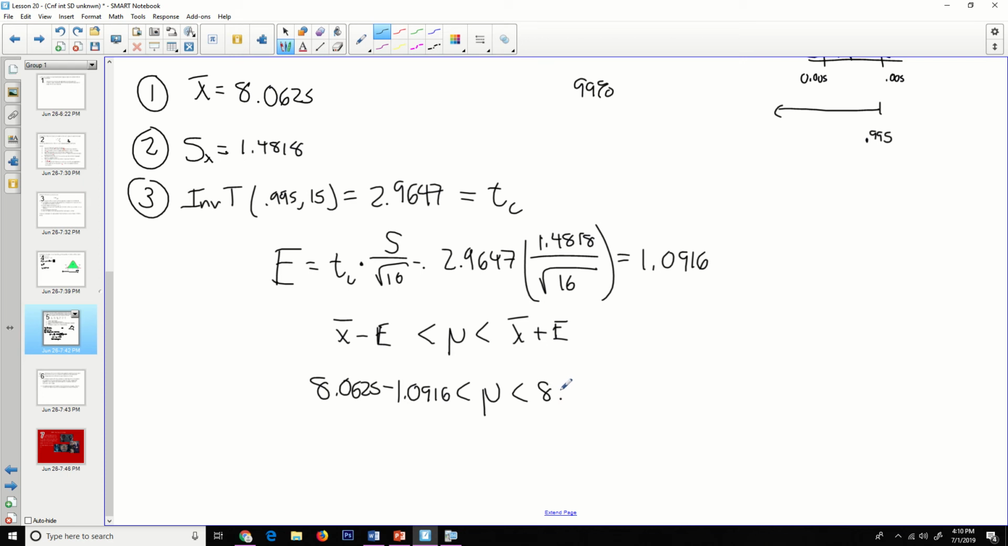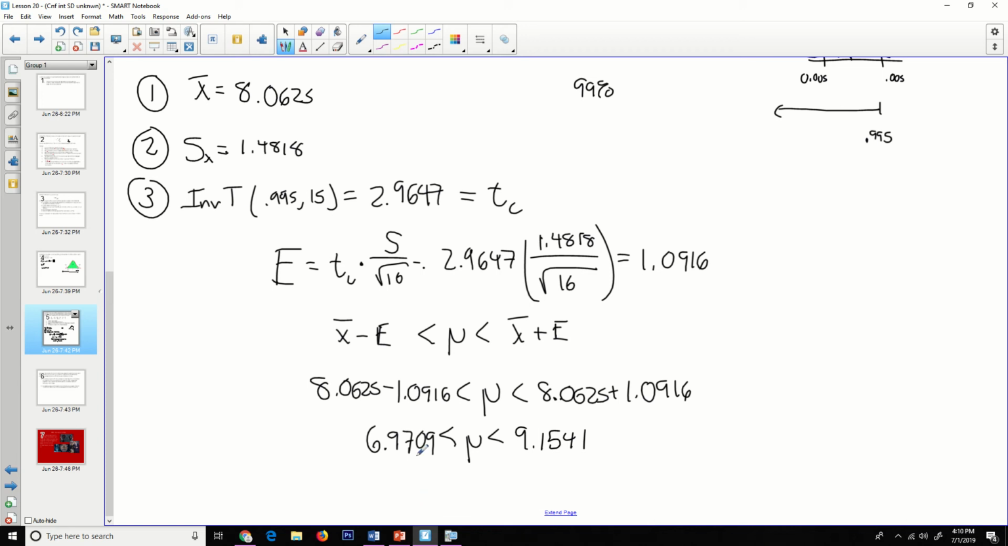And so 8.0625 is a decimal place right there, plus 1.0916. And that turns out to say that we are 99% confident that our global mean is going to lie somewhere between 6.97009 and 9.1541 if we do that addition.